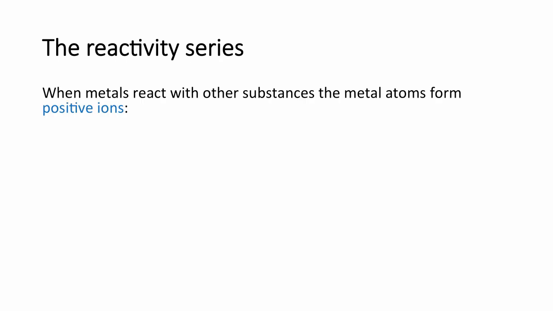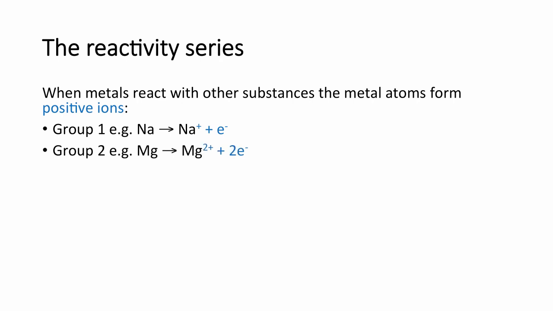Reactivity series. When metals react with other substances, the metal atoms form positive ions. For example, all group 1 elements have 1 electron in their outermost shell. To form a noble gas structure, that is a full outer shell, they lose their outermost electron and as a result become positively charged. Group 2 elements have 2 electrons in their outermost shell, and when they lose their 2 electrons to have a noble gas structure, they form 2+ ions.